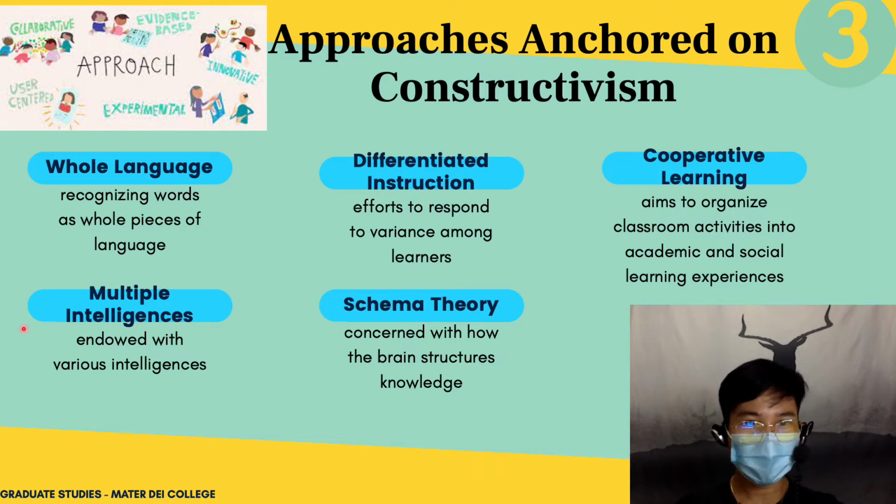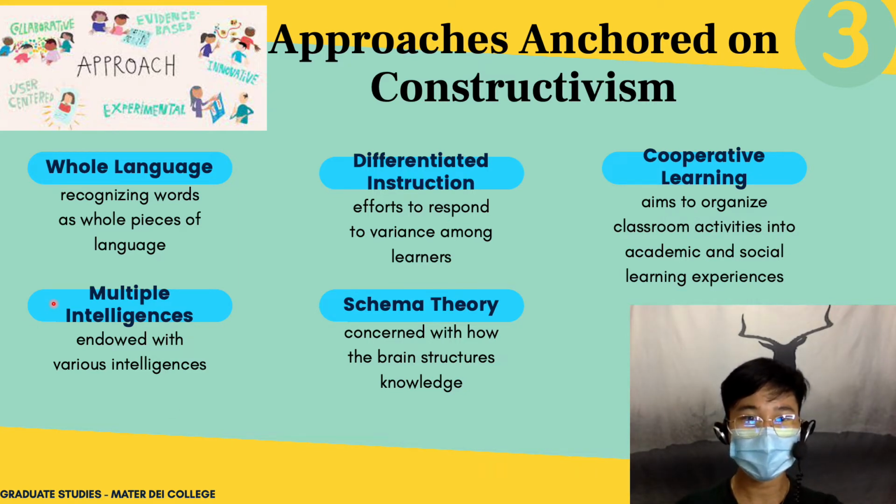So the second approach is the multiple intelligences. So this is endowed with various intelligences. This approach reminds teachers to use varied types of teaching methodologies and techniques that cater to the various intelligences of students. According to Howard Gardner, the proponent of this theory, we have these 9 intelligences, and teachers should take into account what type of methods and techniques best suits the learner's needs and learning styles. Okay?